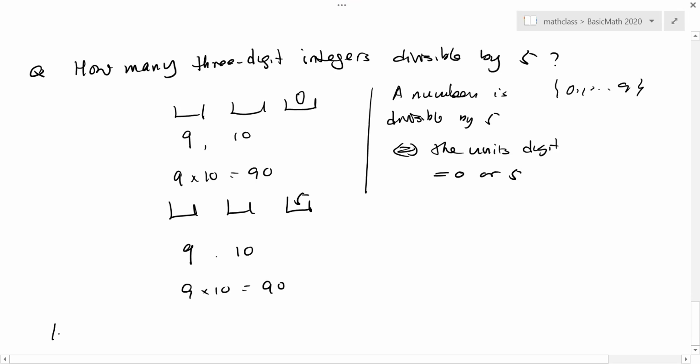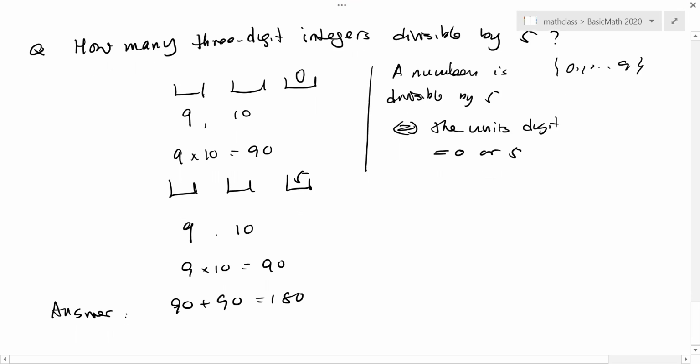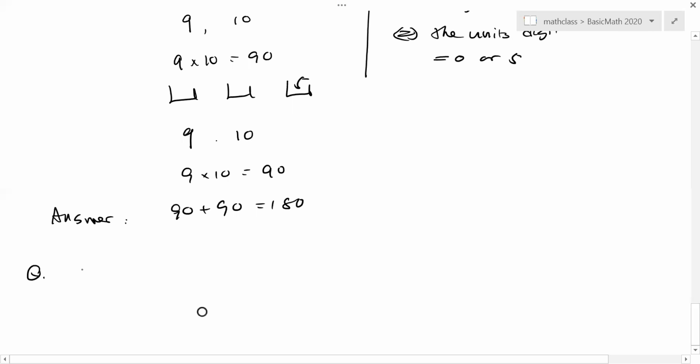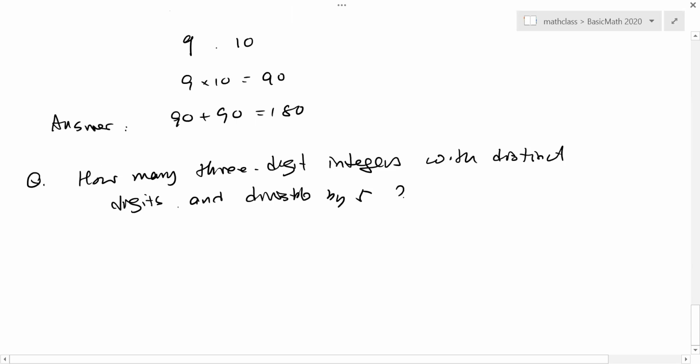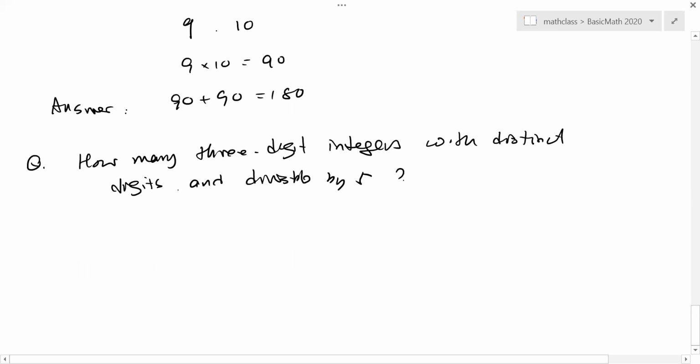So the answer is 90 plus 90 is 180. Now, if I modify the problem a little bit, it's more difficult. How many 3-digit integers, first of all, with distinct digits and divisible by 5? In this case, the problem is a little bit more complicated.